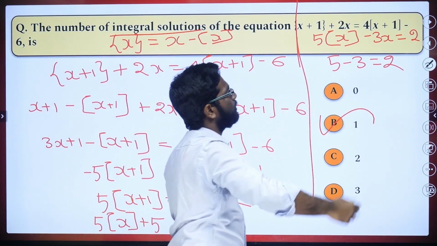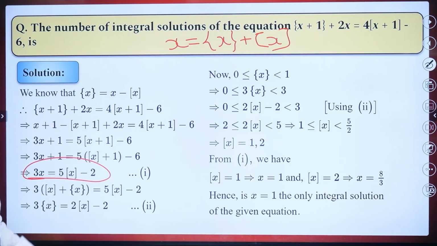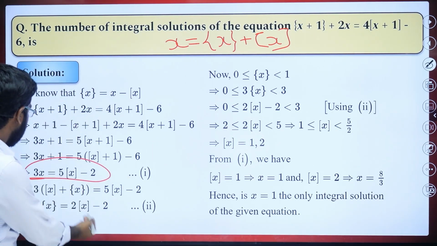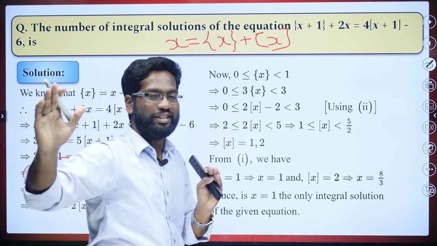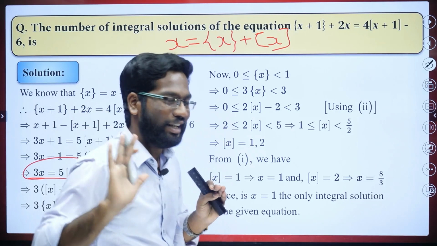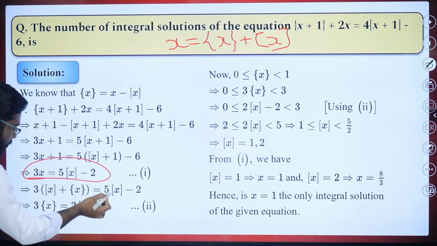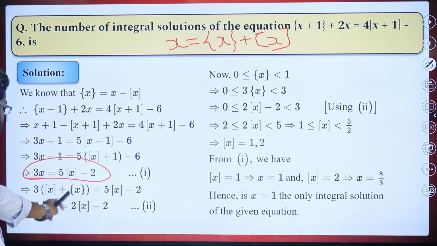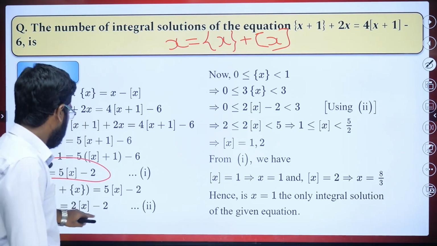5x minus 3x equals 2. What we have to do, we don't know. So what they have taken is, in place of that, they kept the x's on one side and the integers on another side. So 3x means 3 times the greatest integer of x, and they have taken this to the other side: 2x minus 2.